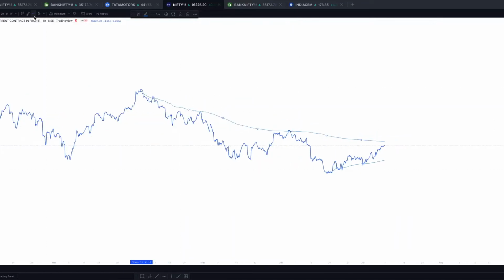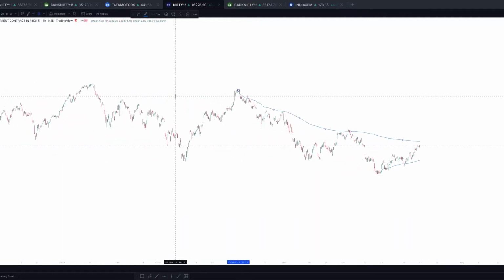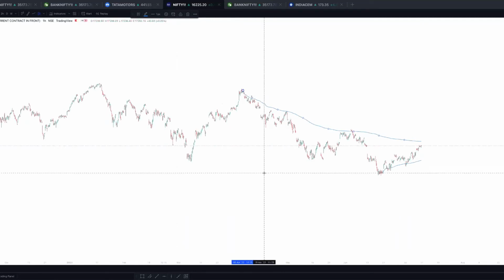If you want, I can change it into candlestick to see how it looks normally. Any questions on this?